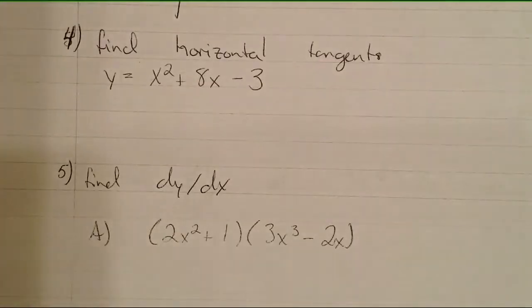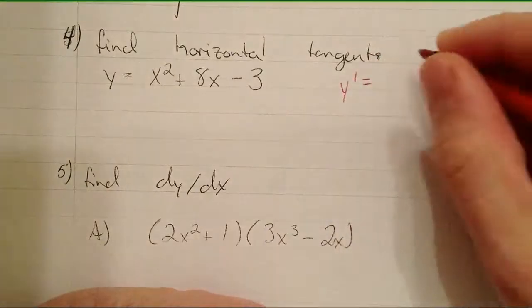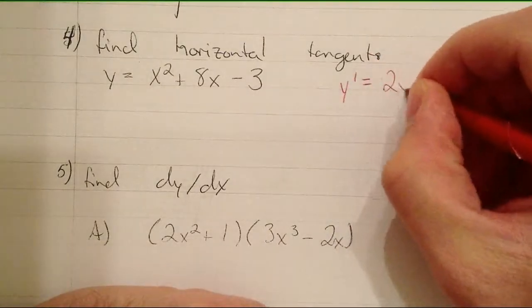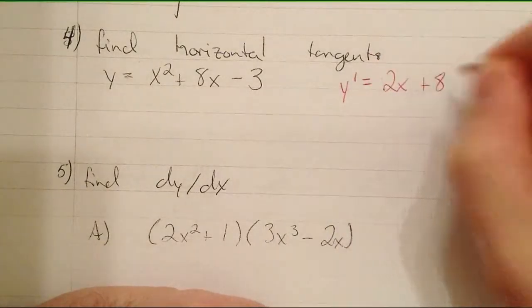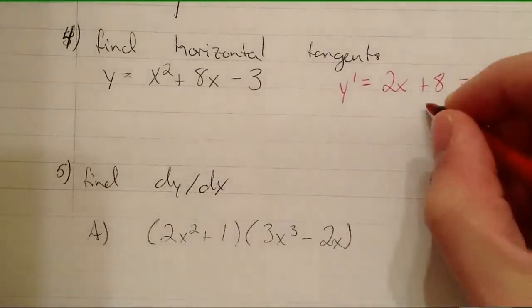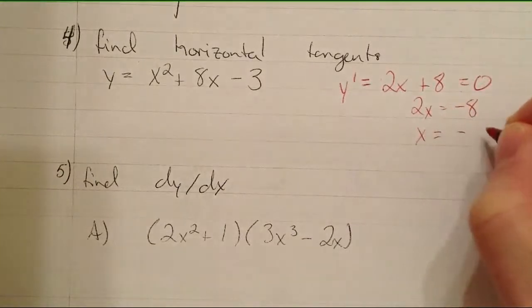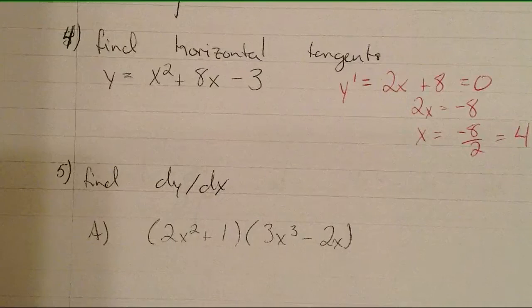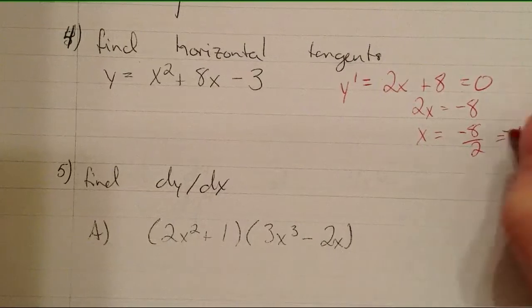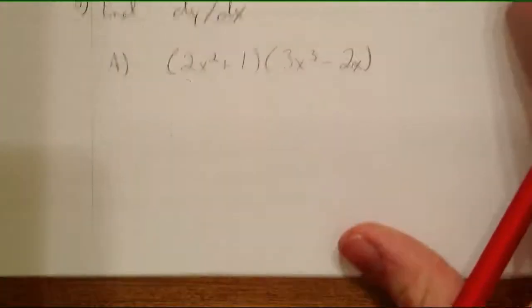Number 4, find the horizontal tangents. First, you must find y prime, right? y prime on this piece is equal to 2x plus 8, right? So now you set that equal to 0 to find your horizontal tangents. It's at negative 4. Okay? Again, take the derivative, set equal to 0. Sorry guys, I'm going rapid fire.